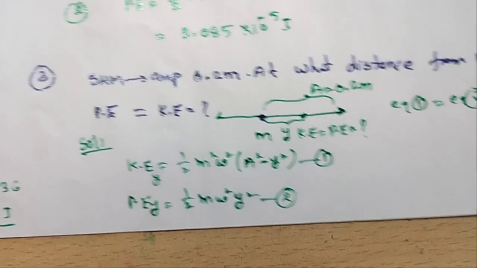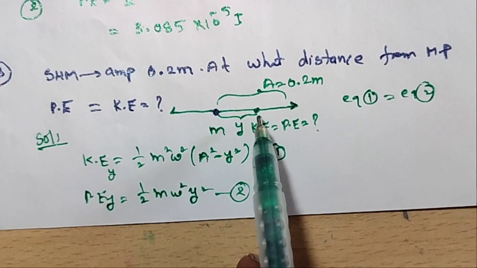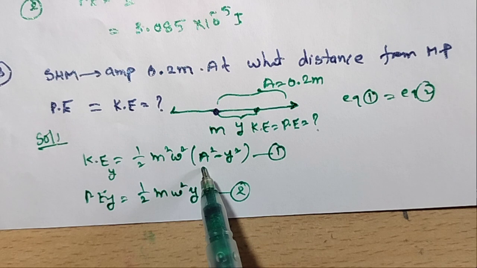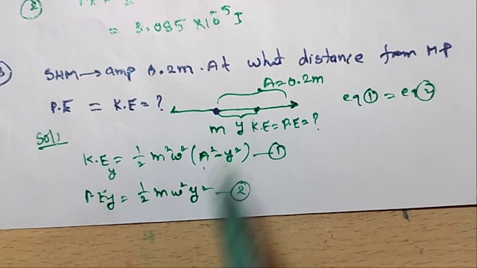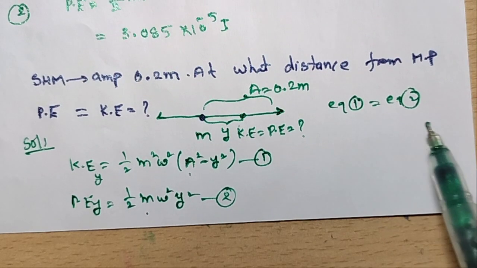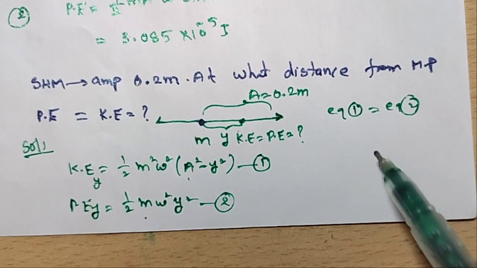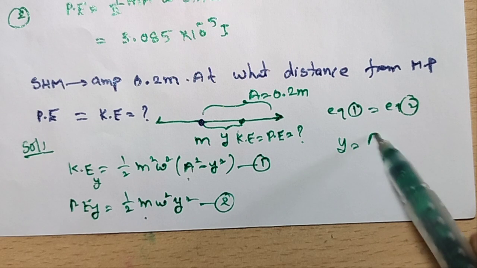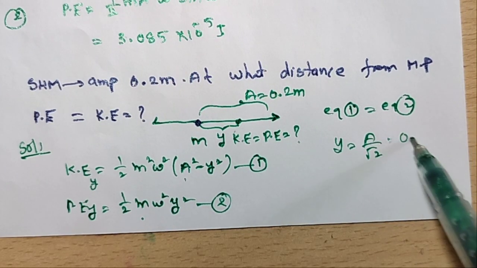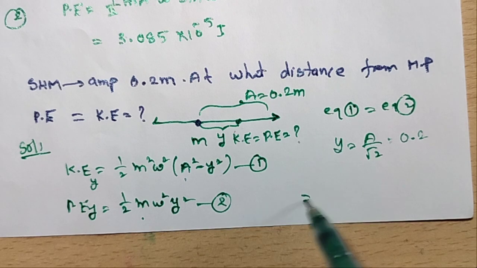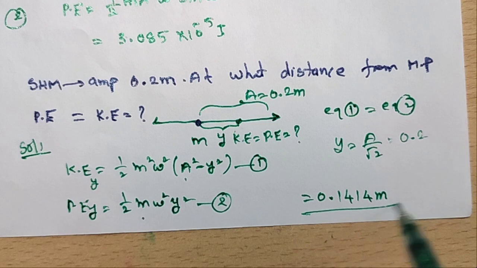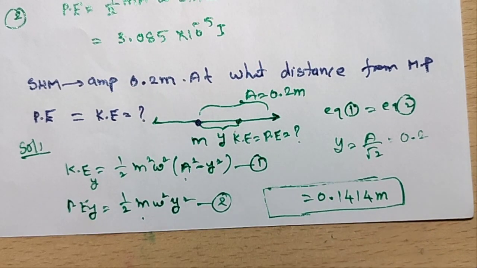You can calculate. At this point, with y displacement, this is the kinetic energy formula, and this is the potential energy formula. Both are equal, meaning equation 1 is equal to equation 2. Finally, you get y is equal to a by root 2. Substituting a equal to 0.2, the final answer is 0.1414 meters. At this distance, both kinetic energy and potential energy are equal.